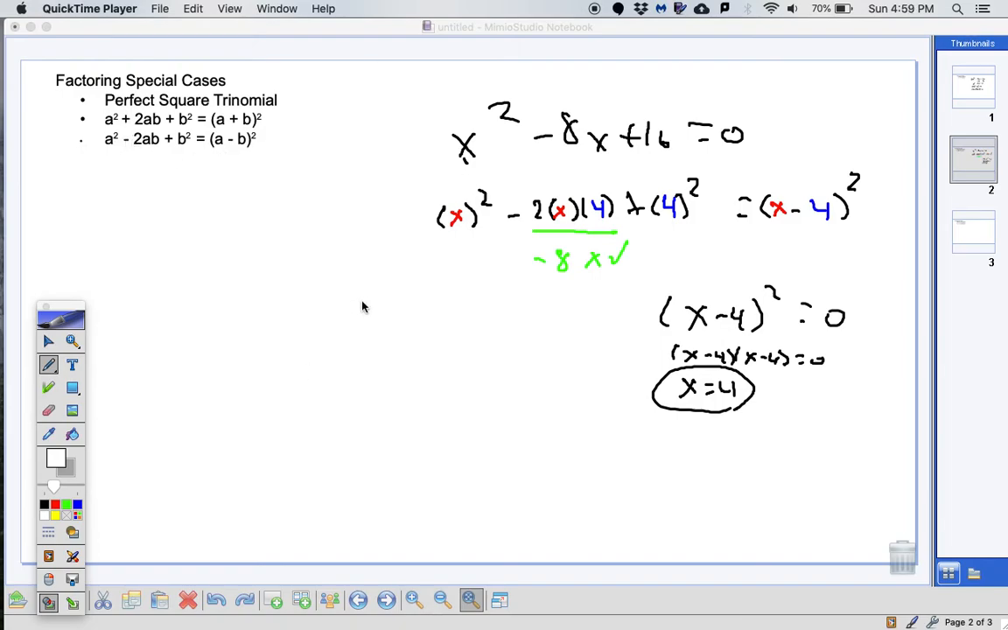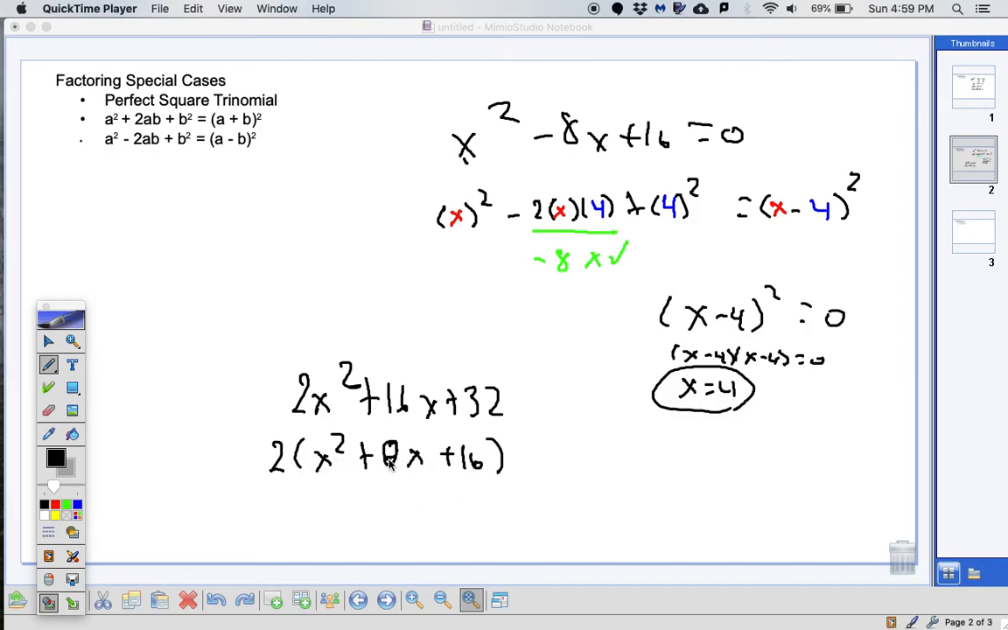So what ends up happening if I have something else? Well, let's say that I end up having something like 2x squared plus 16x plus 32. Well, just like before, we can look for things in common. In this case, we have a 2 in common. So we're going to divide everything by 2. That's an 8.